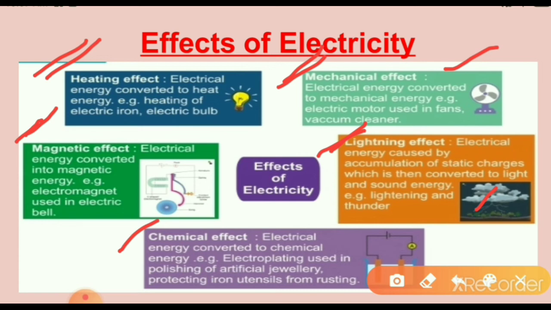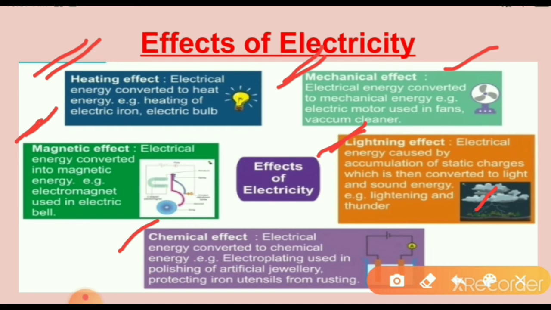In lightning and thunder, the positive and negative charges accumulate. That is the static charges. The two charges will be attracted, not repelled. The positive and negative are attracted to each other. Then the light will be produced. That is known about the lighting effect.